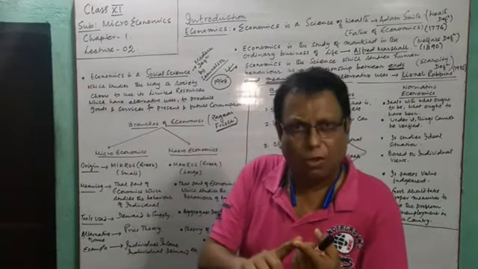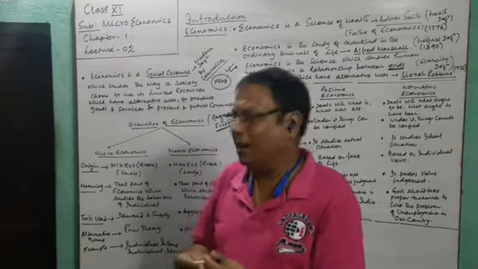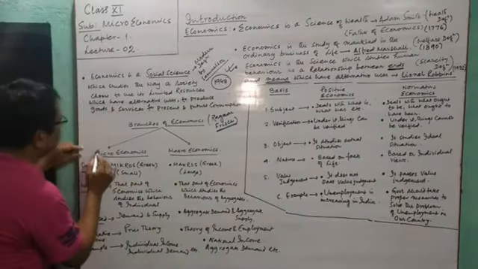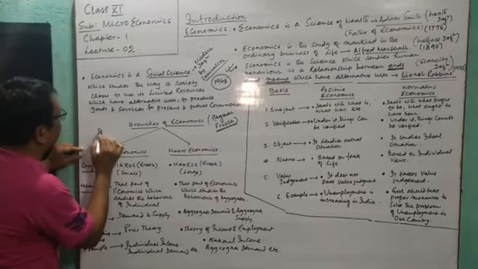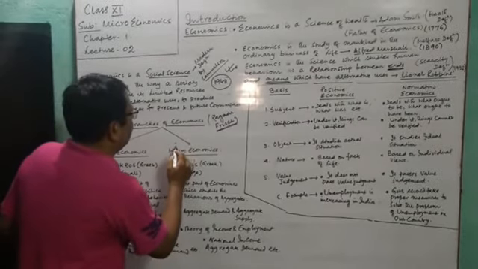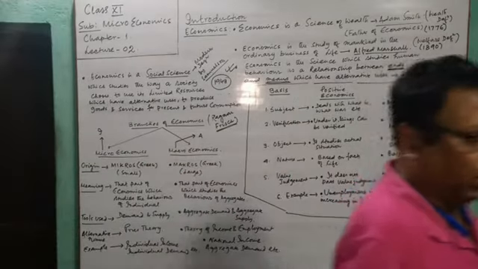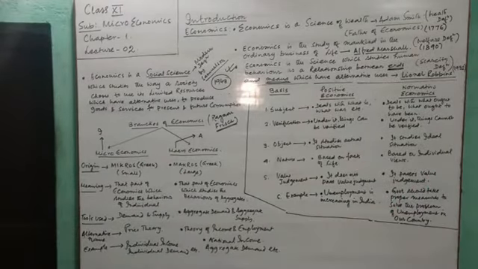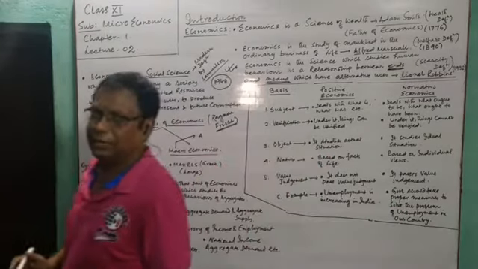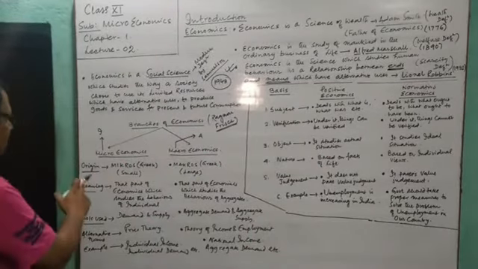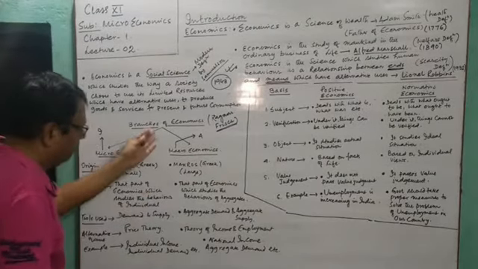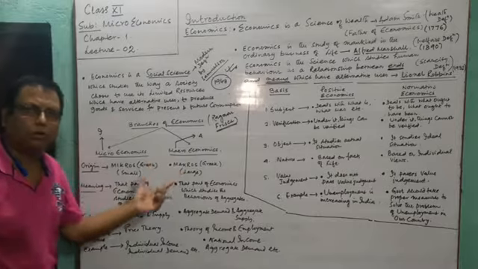So micro means small, macro means big. In the word micro, there is the letter I. I stands for individual. And in macro, we have the letter A. A means aggregate. So I means individual, individual means small, and A means aggregate, aggregate means totality. According to Ragnar Frisch, we will see how he has distinguished between microeconomics and macroeconomics in this chart.